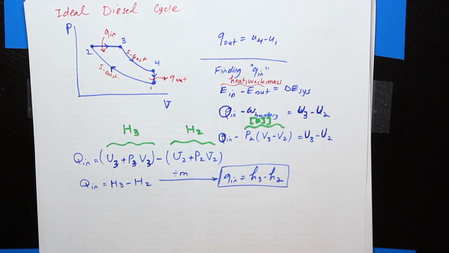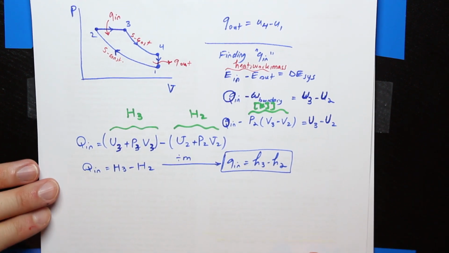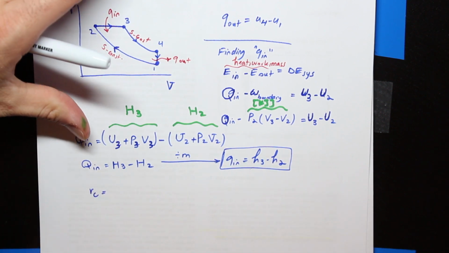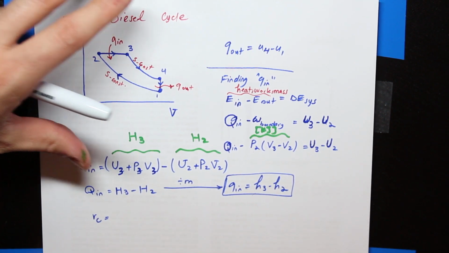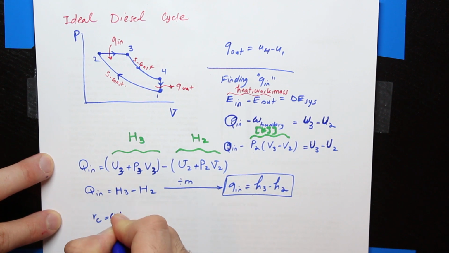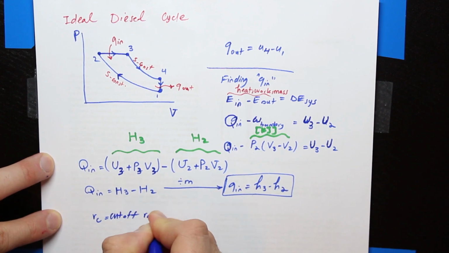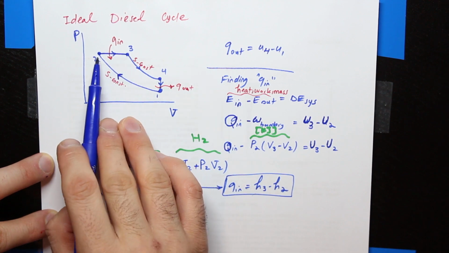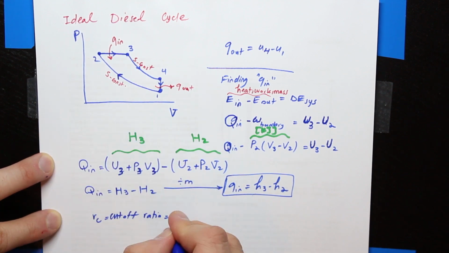Now here, you remember I said we have 3 R's. Now we have the second R here, and that is the cutoff ratio, RC. RC is called the cutoff ratio, and that is this volume over this volume. So that is V3 over V2.